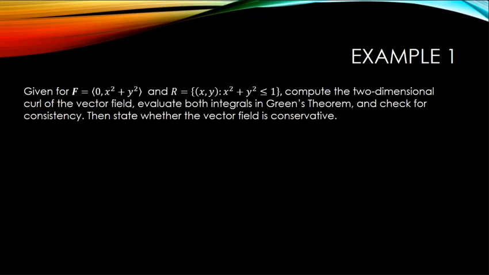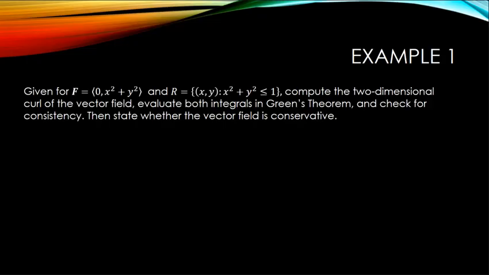So let's work an example. If I'm given a vector field F that is described by the vector with components 0 and x squared plus y squared, and my region R is defined as the set of all points (x, y) such that x squared plus y squared is less than or equal to 1, then I want to compute the two-dimensional curl of the vector field, evaluate both of the integrals in Green's theorem, and check for consistency between them, and then state whether or not the vector field is conservative.